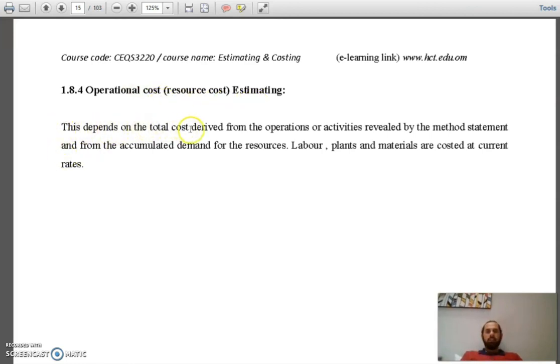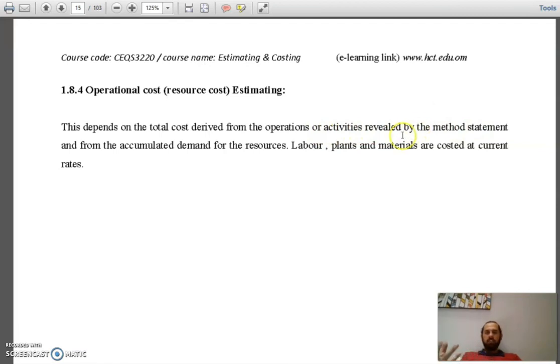This depends on the total cost derived from the operations or activities revealed by the method statement and from the accumulated demand for the resources. Labor, plant and materials are costed at current rates. That means the labor, plant and materials that we will use in the project, the manpower, are costed at current market rates, and the total cost is derived from the operations or activities revealed by the method statement.